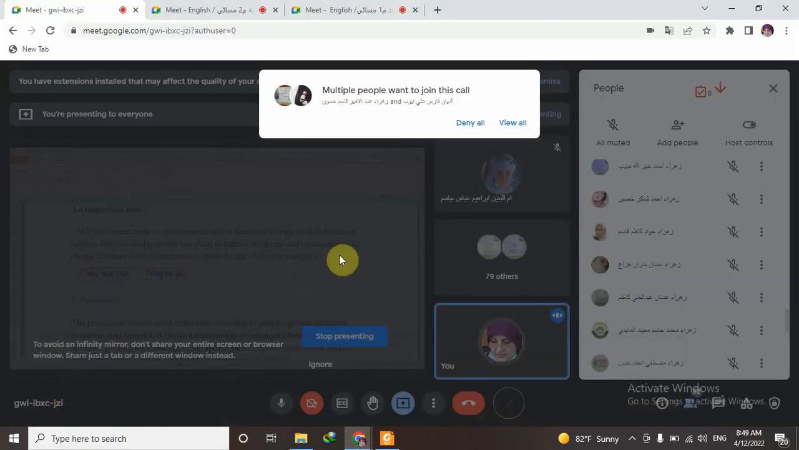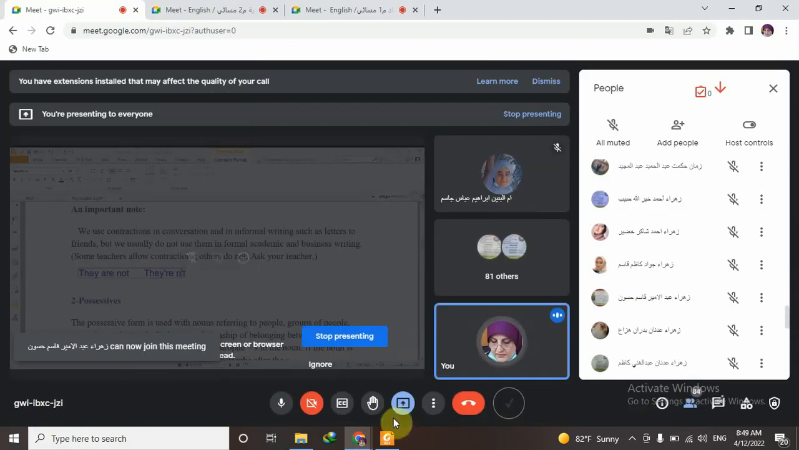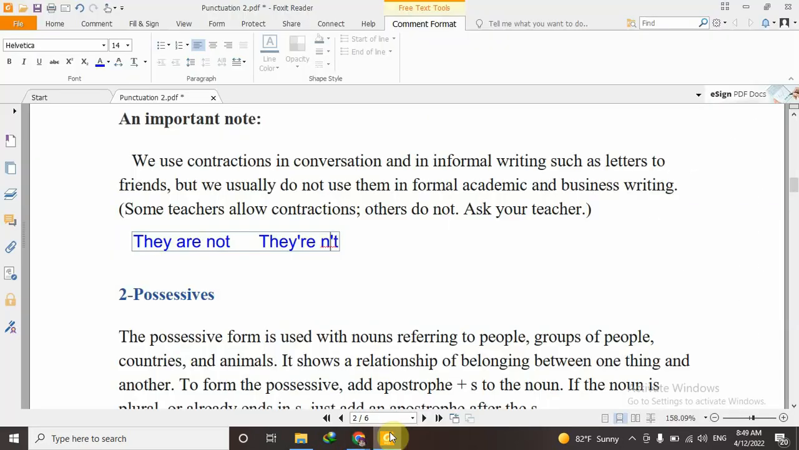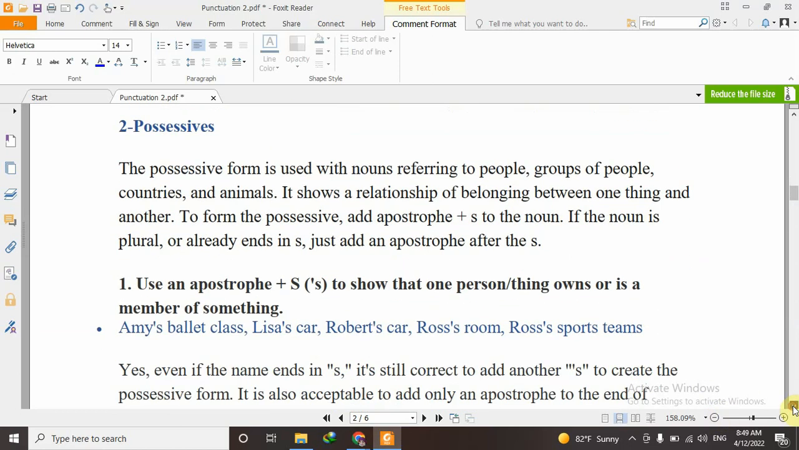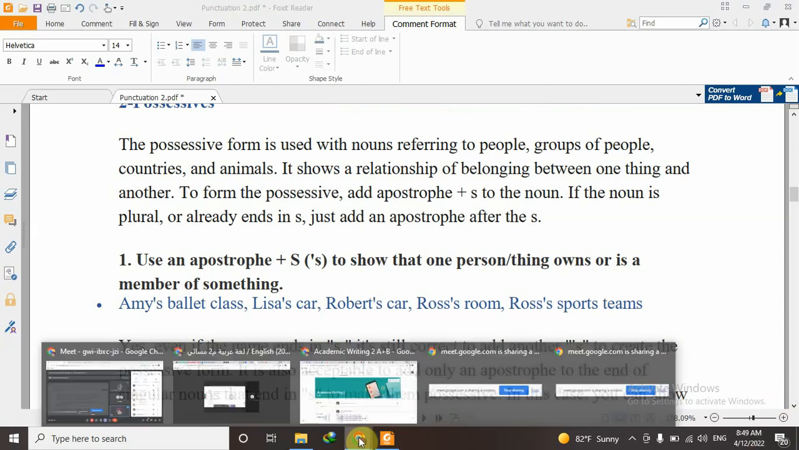Now we come to the most important one in our lecture today, which is the possessives. With the apostrophe, we are going to talk about the possessive case. Now, the possessive form is used with nouns. The last one, the contraction, was used with verbs, with pronouns, and the negative word, which is not.